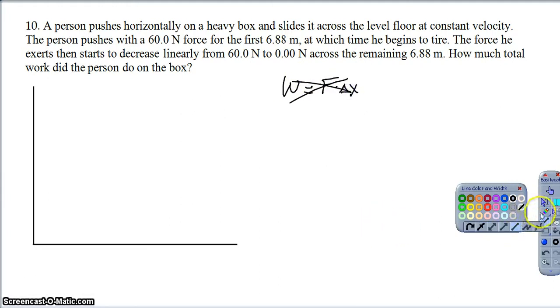So instead, what I would encourage you to do, very similar to what we did on the last problem, is think about it in terms of a graph. Well, if I was doing a force versus a displacement graph, then the work would simply be the area underneath the curve. So for the first 6.88 meters, I know the force is constant, right? So I'd have a constant force, no big deal.